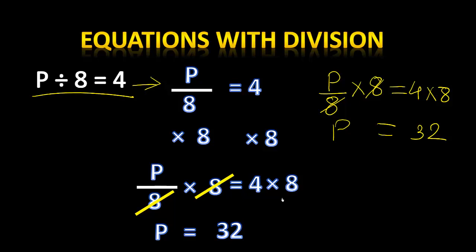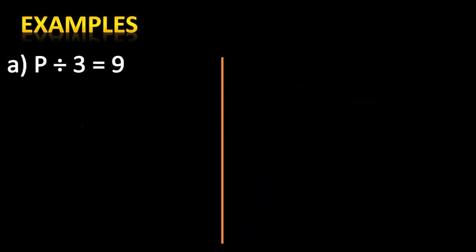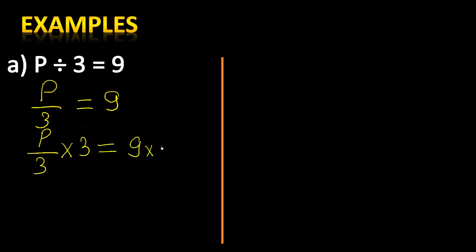Now let's do a few examples. Our first example is p divided by 3 is equal to 9. So let's write it once more. p by 3 is equal to 9. So now we're going to have to multiply it by 3. p by 3 times 3 is equal to 9 multiplied by 3. So 3 and 3 cancel out each other, and 9 multiplied by 3 is 27. So that means p is equal to 27.